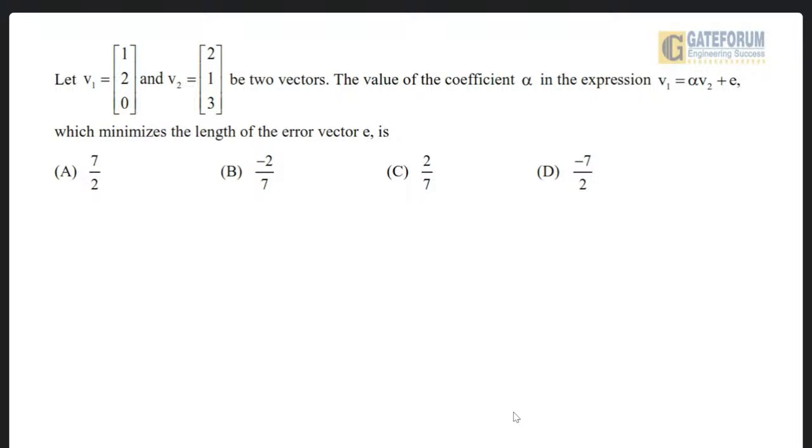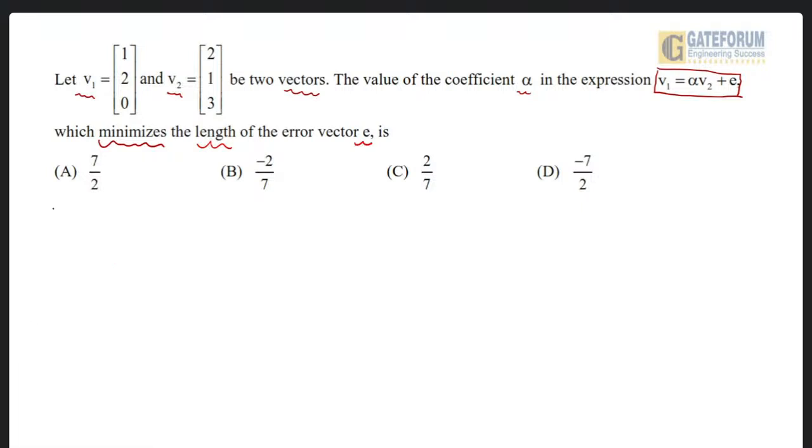This is from engineering mathematics, from the topic linear algebra, subtopic basics. And the solution is, and this is an application of two chapters, linear algebra basics as well as maxima minima calculus. So these are V1, V2. Vectors means either column matrix or row matrices. Now we are going to find alpha for which this expression minimizes the length of the vector E. Okay, the solution.